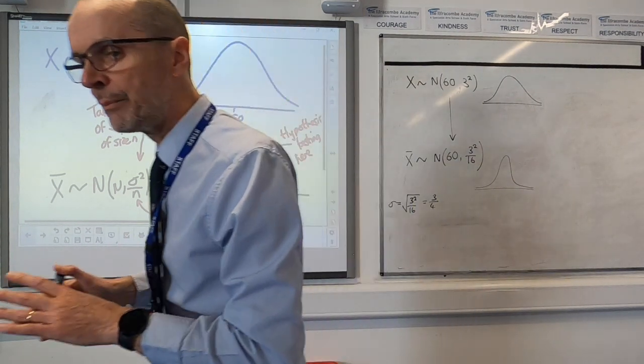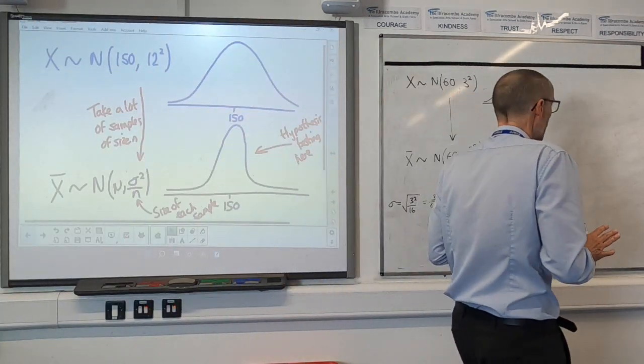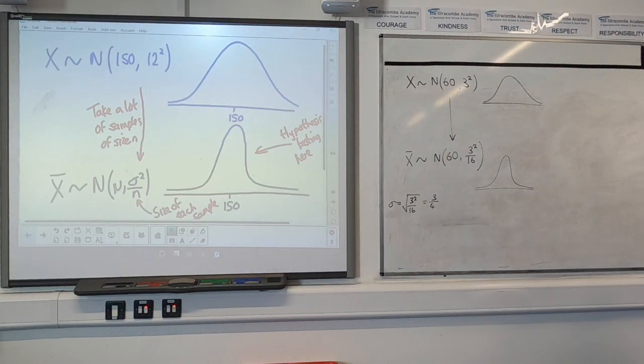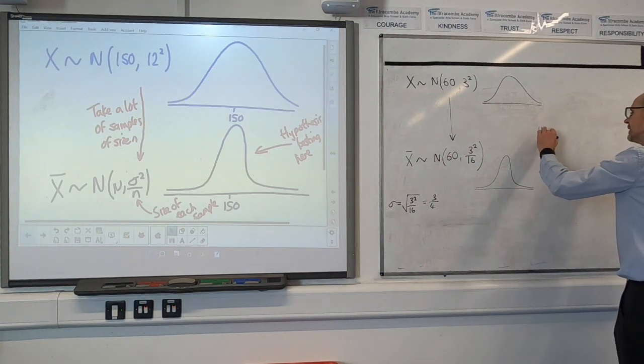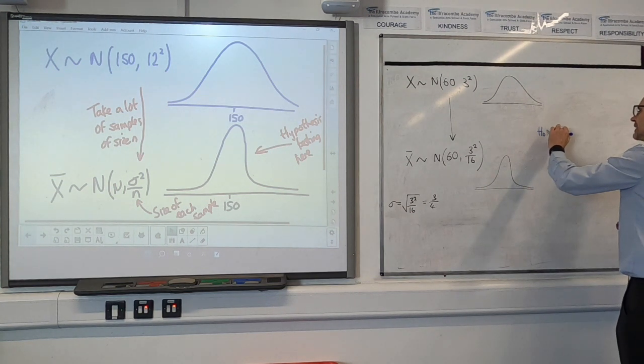So I am about to use hypothesis testing to see whether this result that they got, 59.1, is fishy, or whether it's just because sometimes you get more and sometimes you get less. So my null hypothesis in this case is that the mean is still 60.